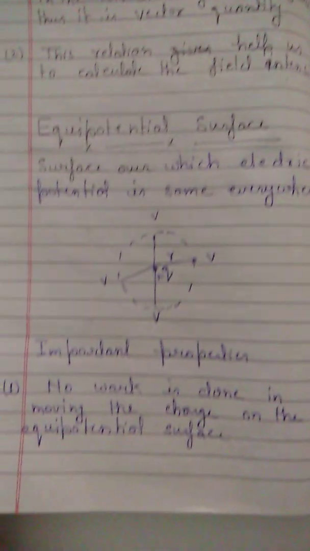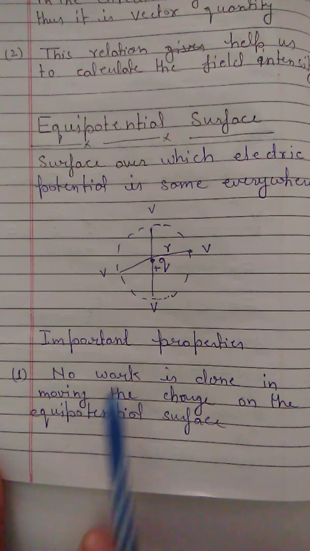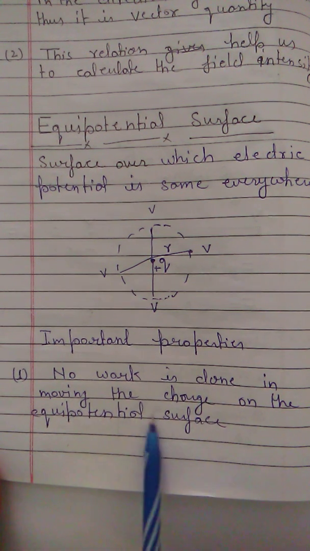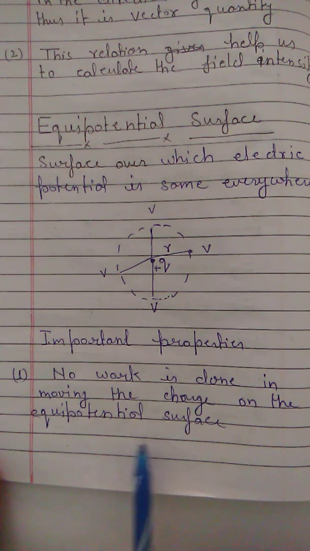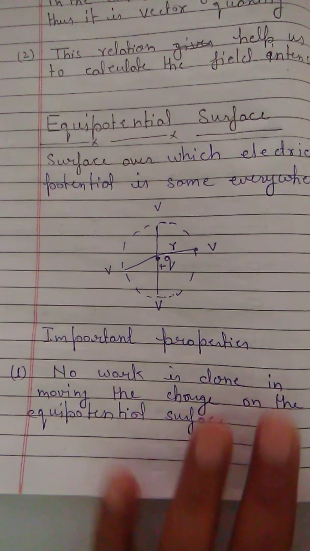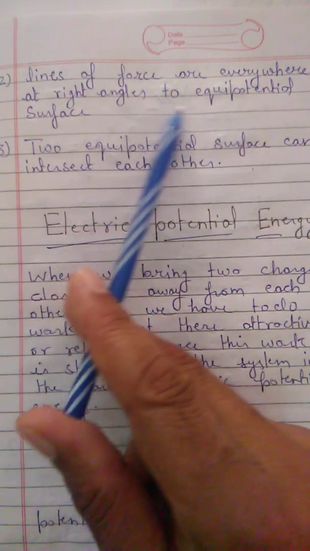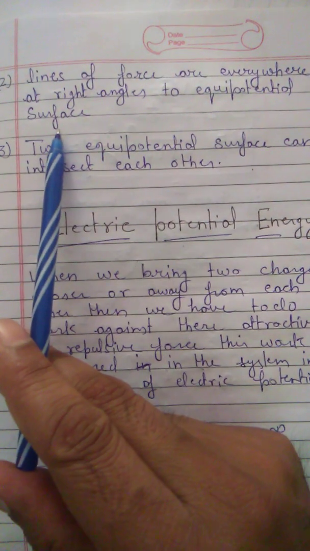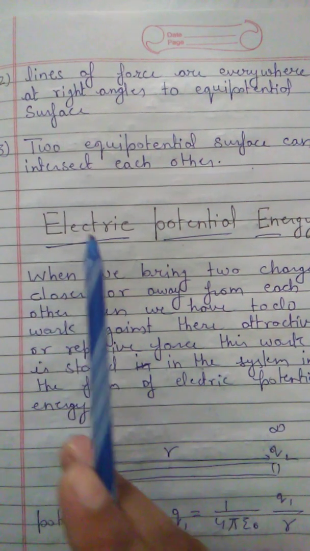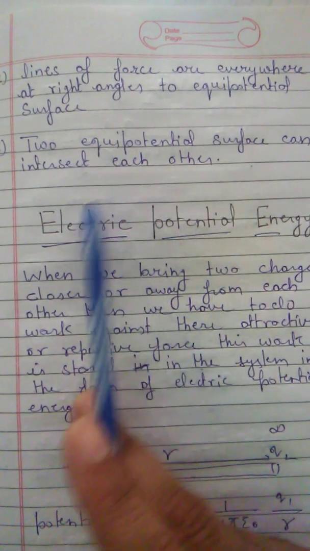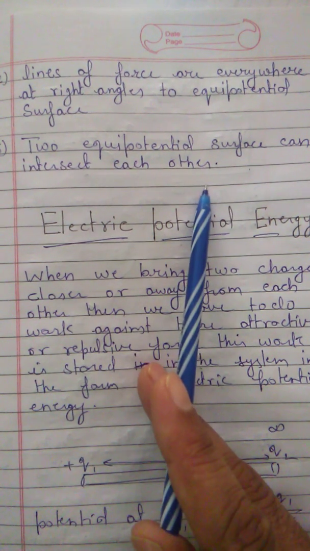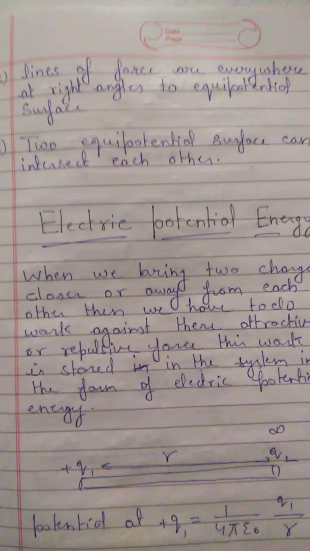Some important points regarding this: no work is done in moving a charge on the equipotential surface. That means if we are moving a charge on the equipotential surface, then work is not done. The second point, lines of force are everywhere at right angles to the equipotential surface. If you want to draw the lines of force, they are at a right angle. And the third point, two equipotential surfaces cannot intersect each other. If they intersect, it means their potentials vary, which is not possible. So these are the three important points which you have to remember.